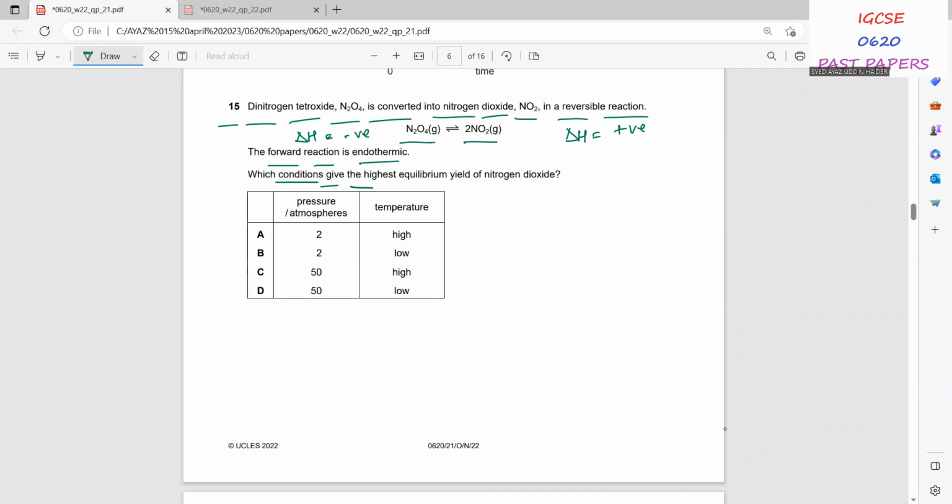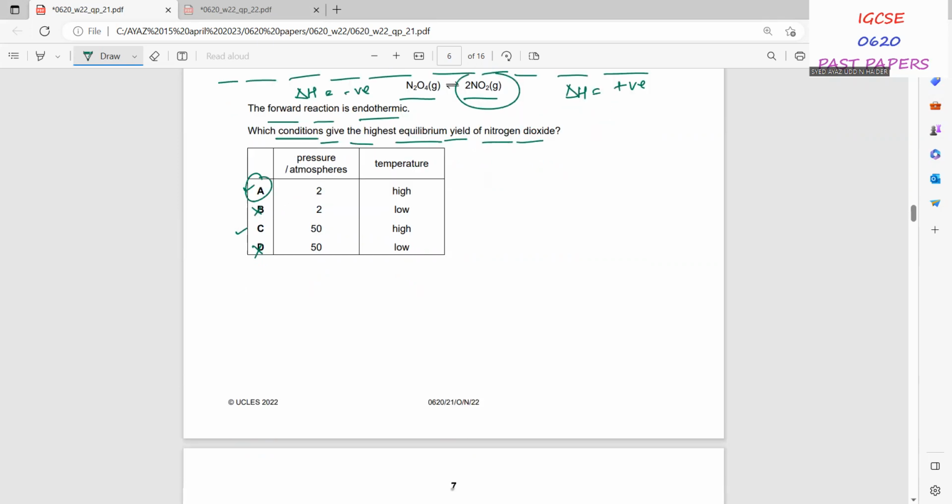Which conditions give the highest equilibrium yield of nitrogen dioxide? We want high yield of nitrogen dioxide, so the temperature must be high in this case. So automatically choice A and C is correct, and B and D both are incorrect. What about the pressure? If you increase the pressure, the equilibrium will shift to the side with less number of moles. So in this case, you have to reduce the pressure. So A will be the right answer for this question.